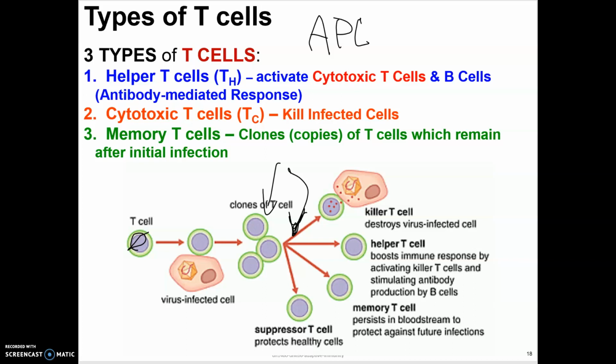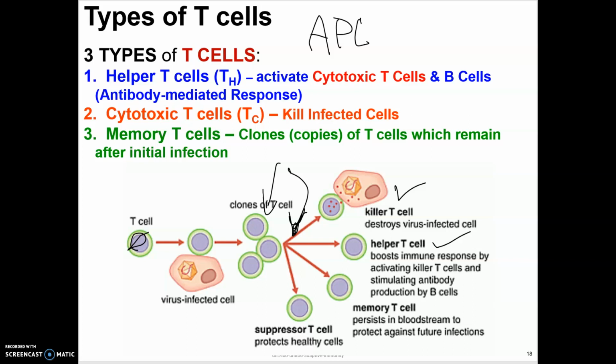And what that means is we're going to select for the type of cells that we're going to need at the time. So these T cell clones can turn into killer T cells, and these are the ones that are going to kill infected cells. We'll talk more about that in a minute. They can turn into helper T cells, which are very, very important. These will further activate the immune system. They'll activate killer T cells.